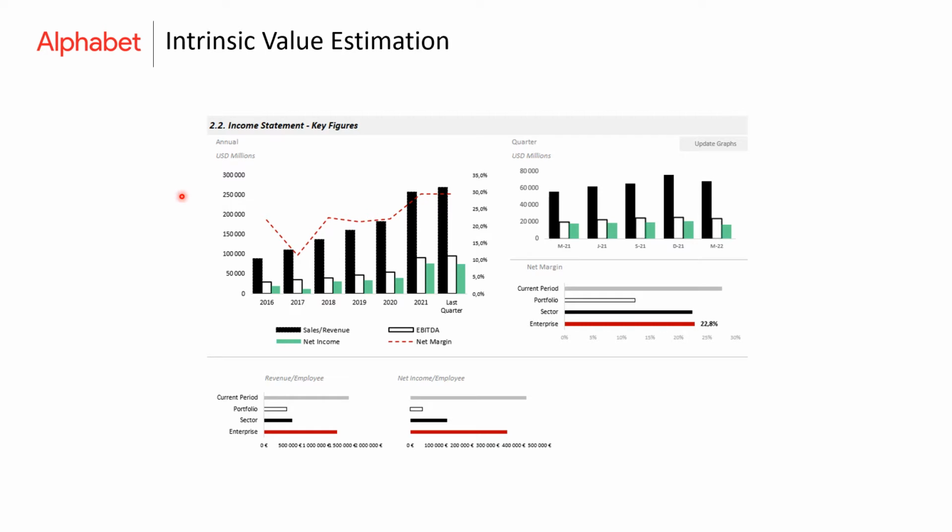Jumping here to the income statement, as we can see, the revenue has been growing since 2016. The net income is also growing from 2016 with a net margin of 22%, higher than my portfolio and the same value as the sector. In terms of revenue per employee, it is higher than the portfolio and the sector, the same for the net income per employee.